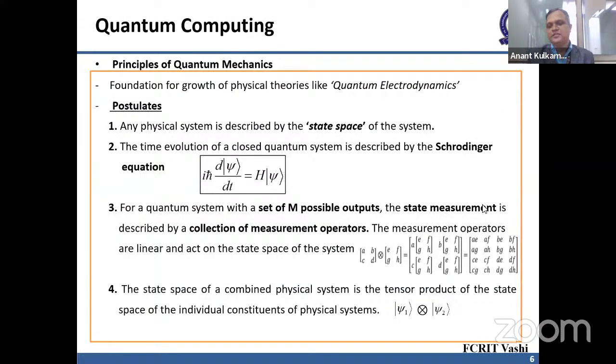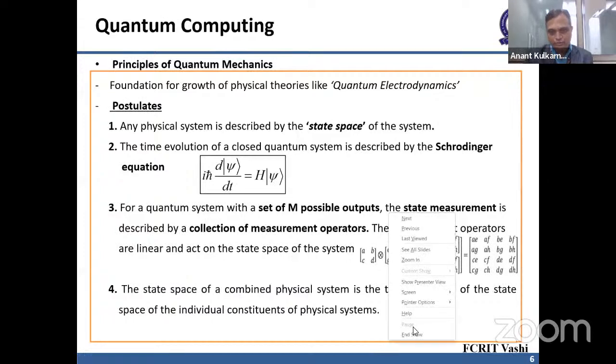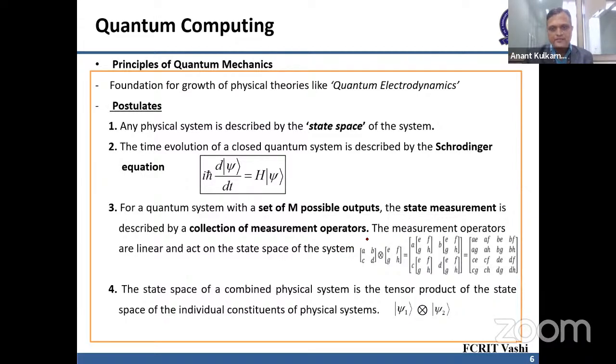I have shown the tensor product here. If you look at this tensor product, it is like a matrix multiplication. I have given you one example here. I'm showing you, just use the pointer here. Just look at it. Two matrices are multiplied. Tensor product of two matrices is achieved there.